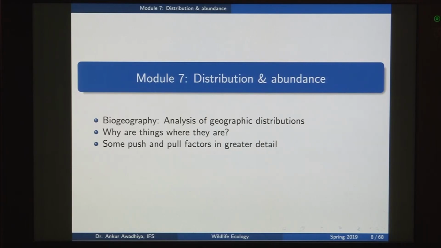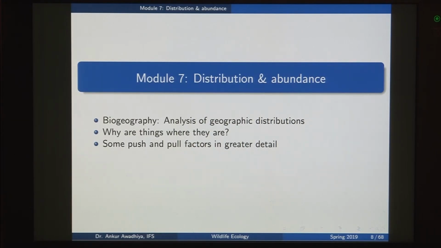Namaste. Today we begin a new module which is distribution and abundance. This module will have 3 lectures. The first one is biogeography, which is the analysis of geographic distributions. Biogeography is the field of ecology that asks the question why are things where they are, and we will look at this topic in more detail in the second lecture, which is why are things where they are.